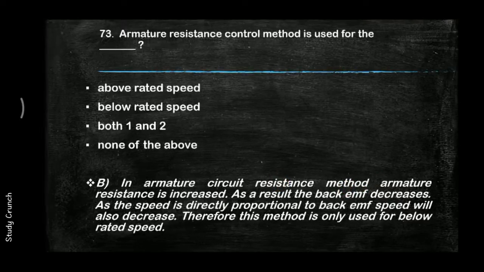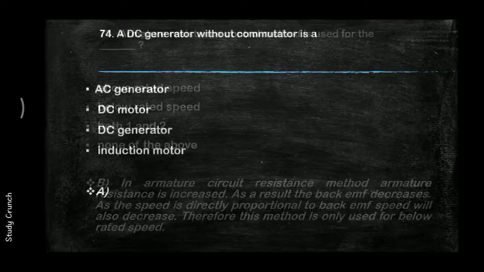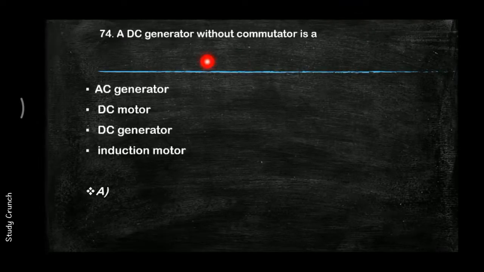Next, armature resistance control method is used for below rated speed values. We know that in armature circuit resistance method, the armature resistance is increased. As a result, the back EMF decreases, and as the speed is directly proportional to the back EMF, the speed will also decrease. Next, a generator without commutator is, so the answer is it is an AC generator.